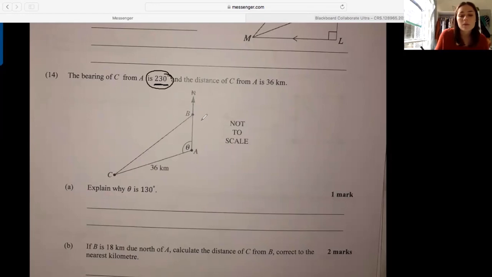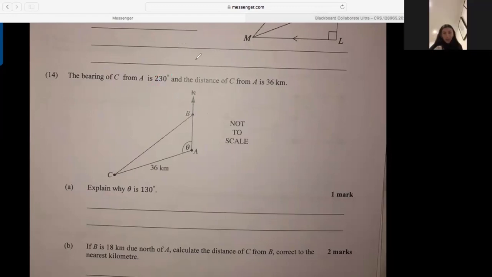So firstly, I would probably draw the true bearing on. So where do you think it would go? Let me erase that. The 230.